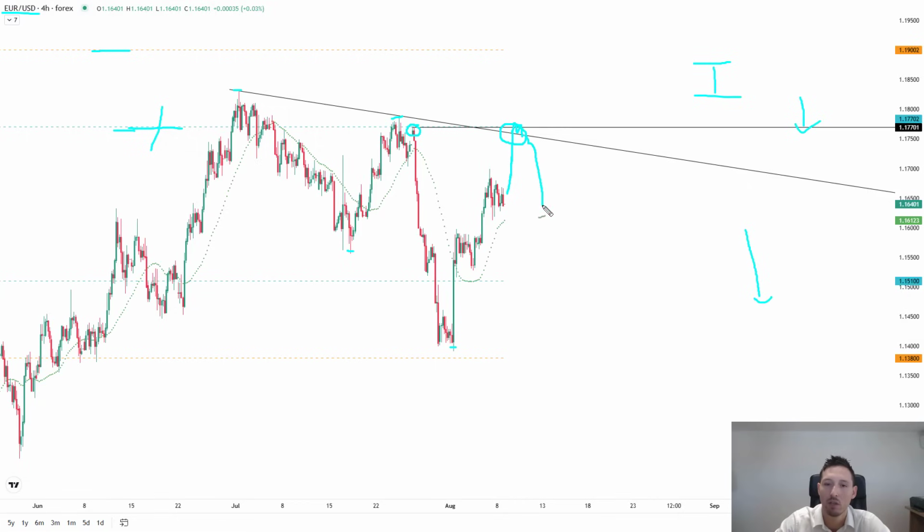I'm going to look for euro dollar to come back in. Now, if you get a really bearish catalyst, so let's say CPI comes out and it's super soft, you could see this just explode straight through. So when you have news events, you have to use a little bit of discretion.